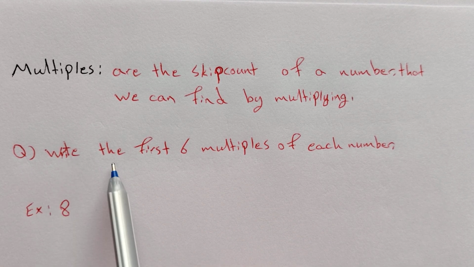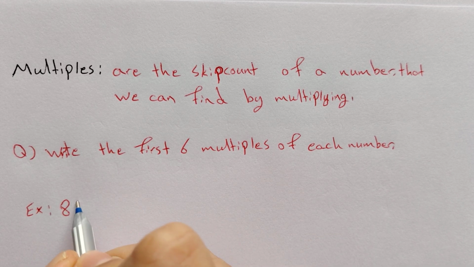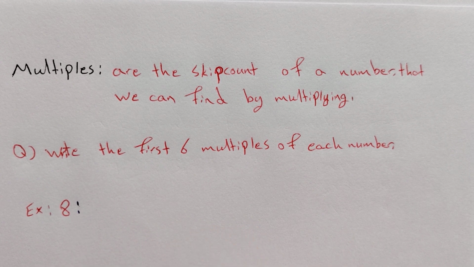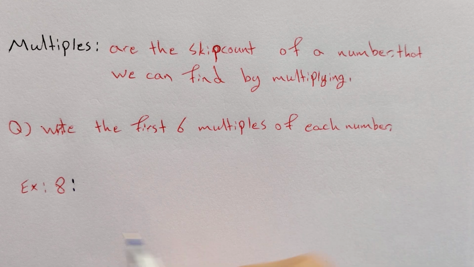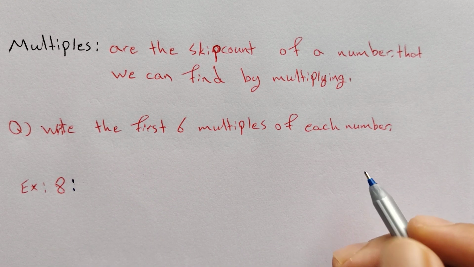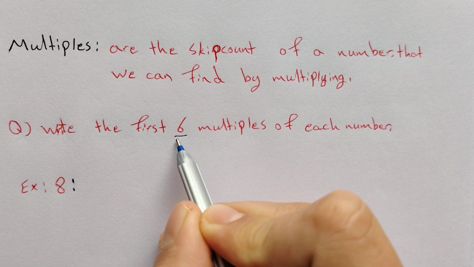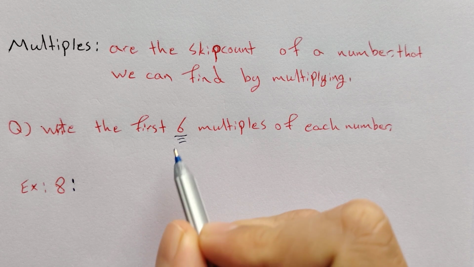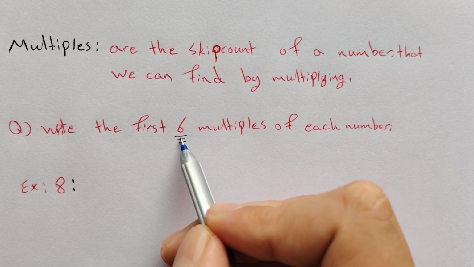Now the question says write the first 6 multiples of each number. We have 8. Now what you should be careful about, I'm not gonna write the factors of 8, so I'm not gonna say 1 times 8 then 2 times 4 is equal to 8, not stuff like that. I'm gonna do something a little bit different. First I'm gonna write them, then the rest we will do in our mind. Now how many multiples are we asking? 6 multiples. So I'm gonna multiply from 1 till 6. I'm gonna multiply them by 8.